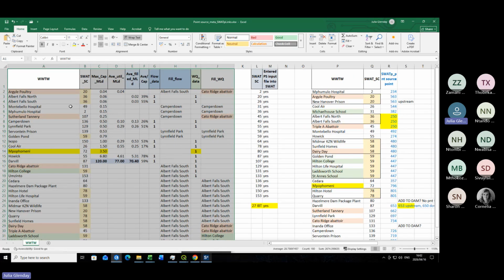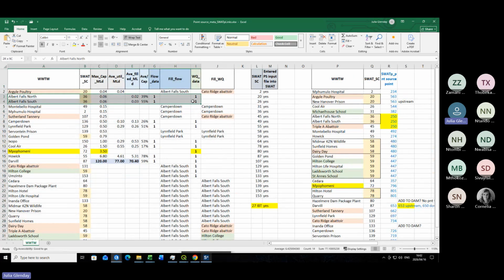So the ones I had good data, or some data for, are Albert Falls, North and South, Camperdown, Linfield Park, Gopo, Cool Air. So most of the bigger ones that you're managing. I read that uMngeni is not active yet. I was given the map of where it is, but I just don't know if I understand that correctly. And then Darville and Howick. And then I had water quality data without a flow amount for Cato Ridge, Abattoir, Hilton College, and Umzinto.